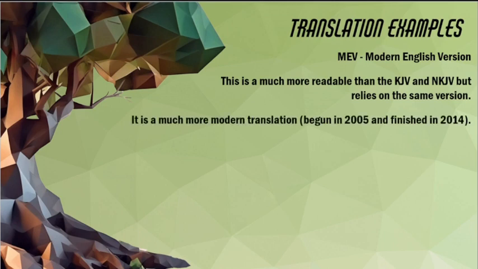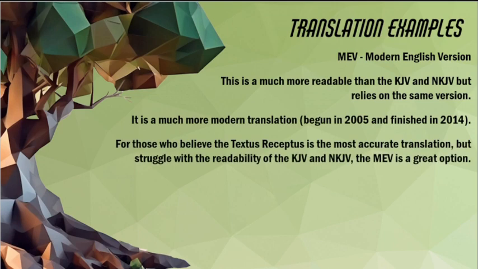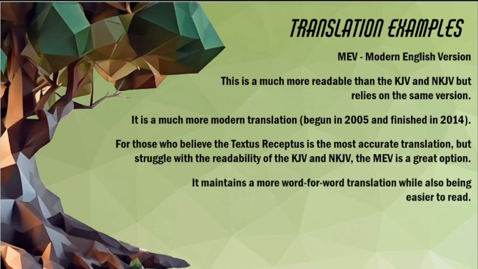It's a much more modern translation, begun in 2005, finished in 2014. And so for those who believe Textus Receptus is the most accurate translation, but struggle with the readability of the KJV and NKJV, MEV is a great option. The translation process was begun by military chaplains who were looking for an easier to understand version of the KJV. And it proceeded into a much bigger project than that. It maintains a more word-for-word translation while also being easier to read. In fact, it is a little more word-for-word even than the NKJV.